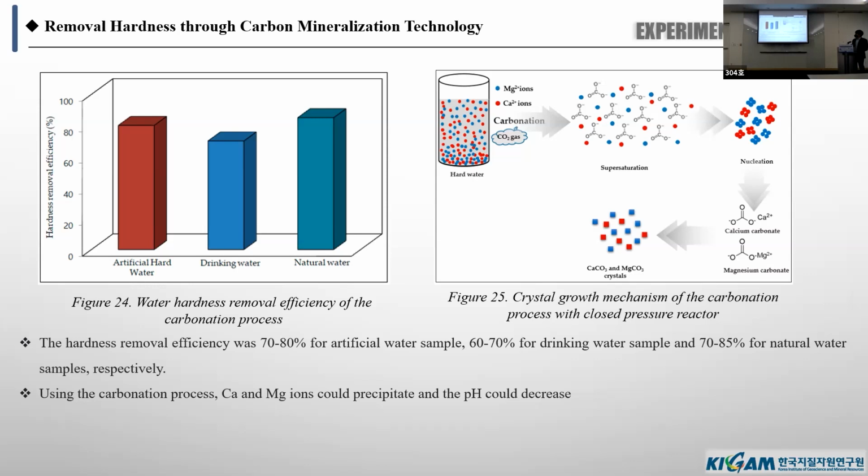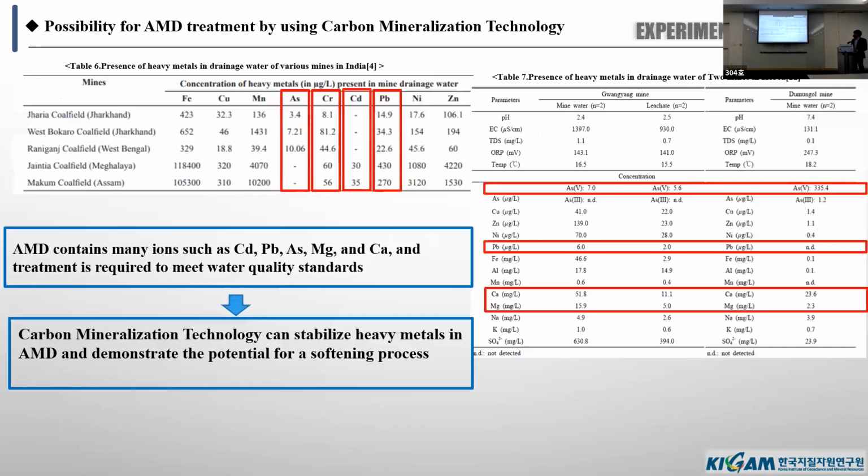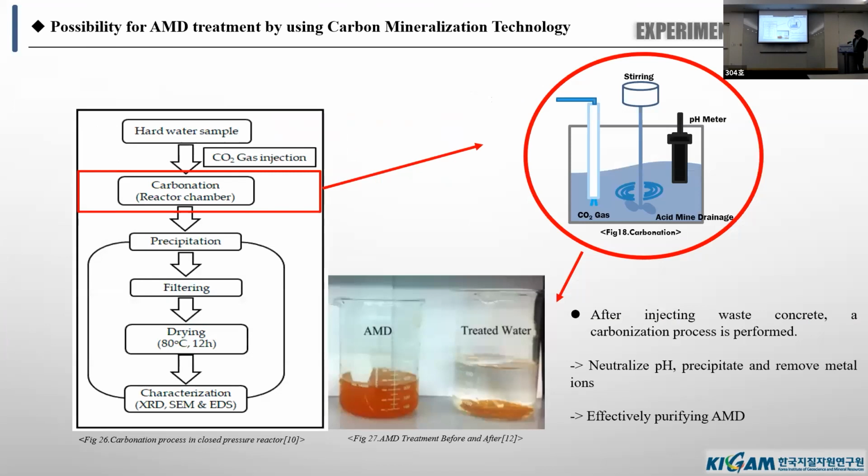So we can conclude that using the carbonation process, the heavy metals can be precipitated and the pH can be decreased. So we can conclude that we can apply the carbonation method to treat the IMD because the process is similar. But in this study, we just applied it for Ca and Mg ions. And how about the possibility for IMD treatment by using carbon mineralization technology? When we review the IMD chemical components, in sulfur we can see it contains heavy metals. And from our study, we also indicate we can apply carbon mineralization technology to stabilize the heavy metals in the IMD. So we need the carbon mineralization process for IMD treatment.